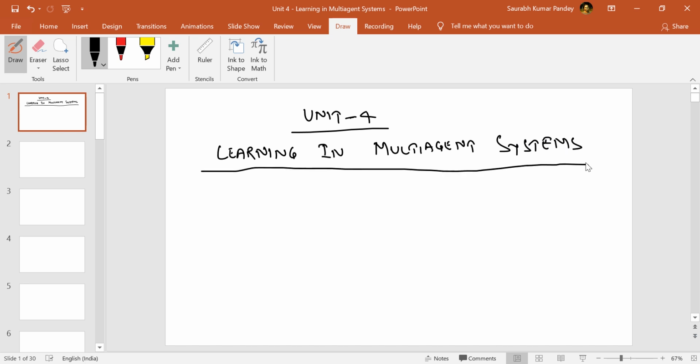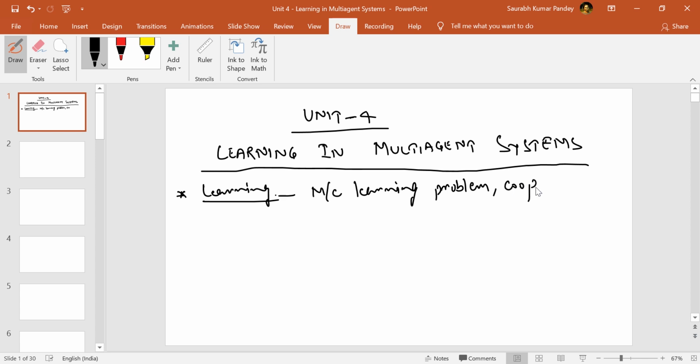First, we will talk about the learning mechanisms, and therein we will discuss simple concepts like what is machine learning and what is the machine learning problem. Then we will talk about a very simple and, at the same time, very important concept called cooperative learning.